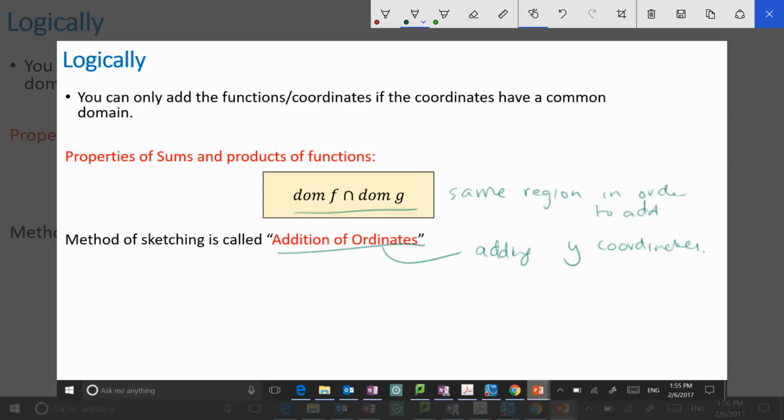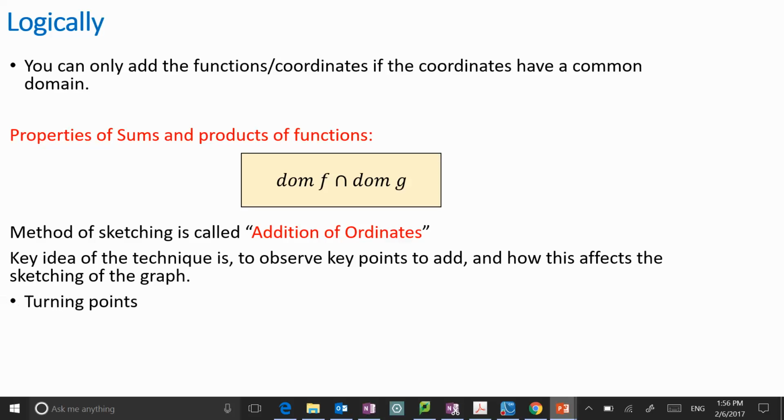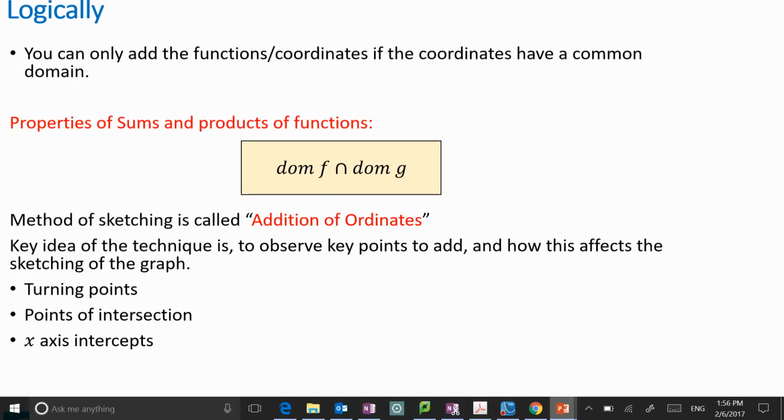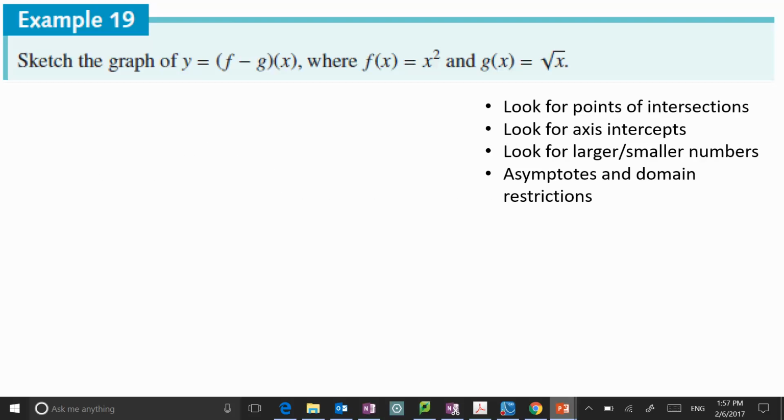Cool. All right. I think I had a couple of examples, so I'll quickly go through them so you can see. Turning points, points of intersection, axis intercepts. Hey, I've got x squared and square root. This is a good one for you to see. These are the points I want you to look at: any asymptotes, intersections, origin, which I didn't write, but axis intercepts are origins as well. Larger, smaller, so this is the hardest one: interpreting for larger or smaller numbers.